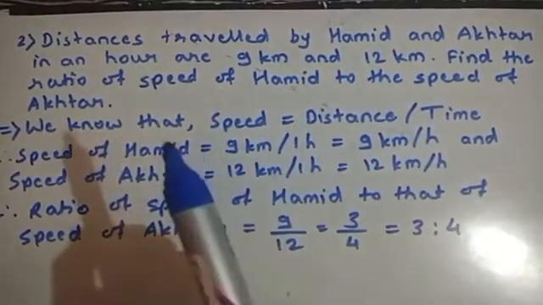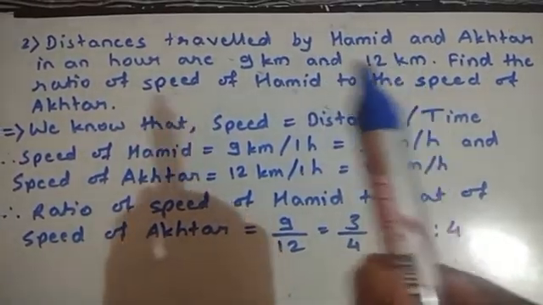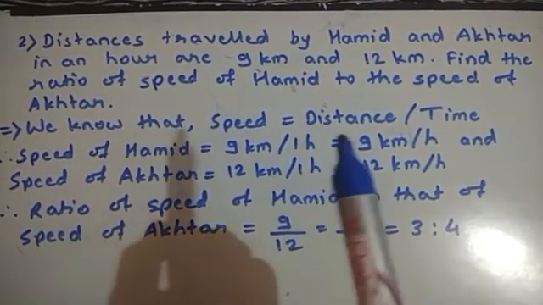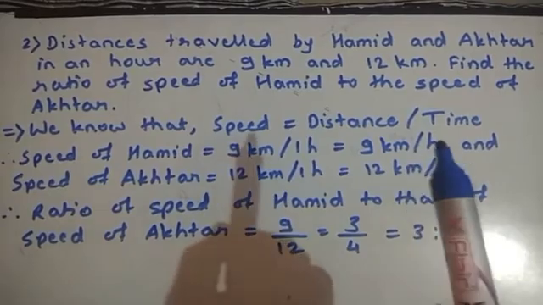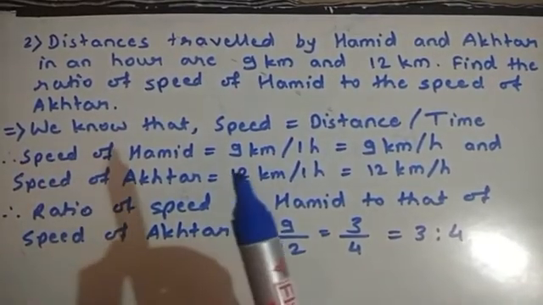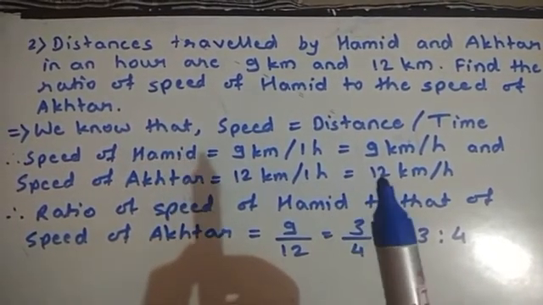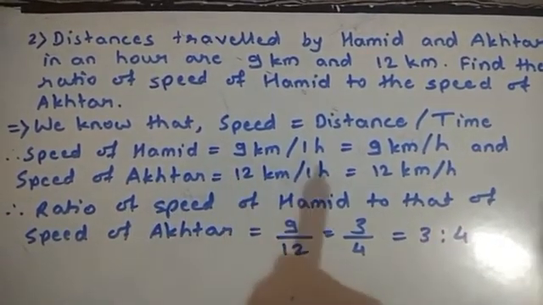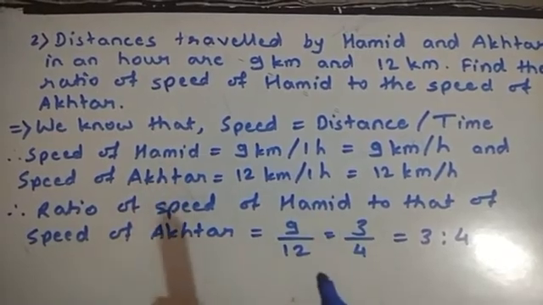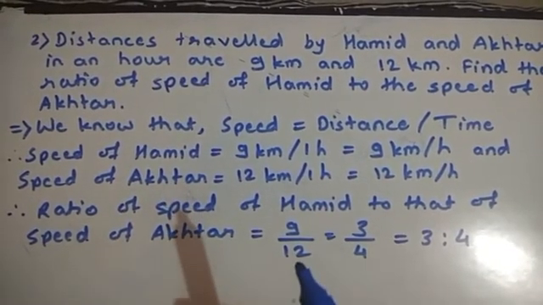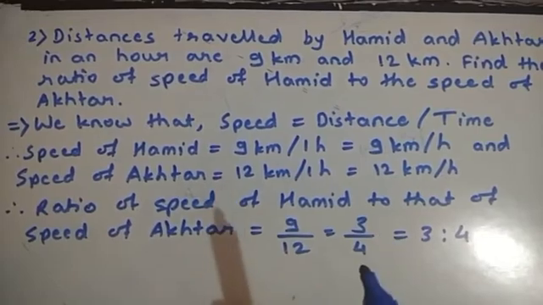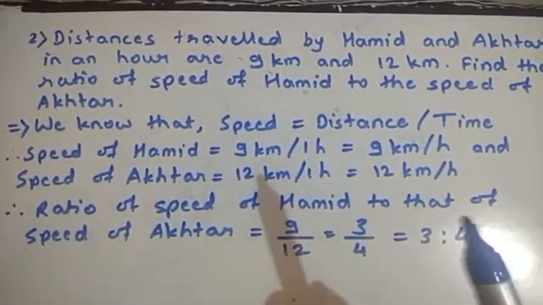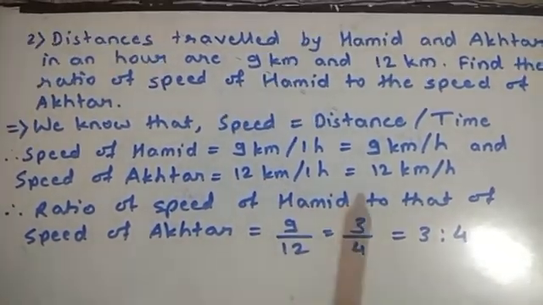Therefore, the distance traveled by Akhtar and Hamid is given per hour. Therefore, speed of Hamid is equal to 9 km per hour. Then speed of Akhtar is 12 km per 1 hour, that is 12 km per hour. Therefore, the ratio of speed of Hamid to that of Akhtar is equal to 9 upon 12. Both numbers will reduce to their lowest term, so we will get 3 upon 4, that is 3:4. Therefore, the ratio of speed of Hamid to Akhtar is 3:4.